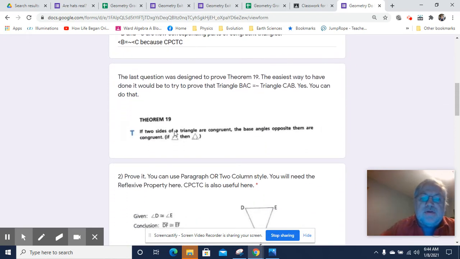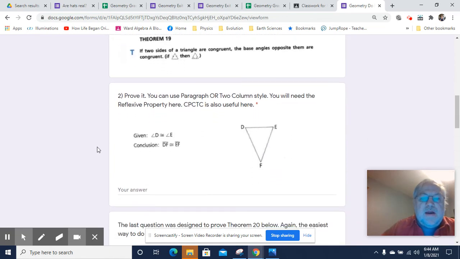If two sides of a triangle are congruent, and here's a little diagram, you see a little mark here, a little mark there, those sides are congruent, and these angles are the base angles that are opposite to them, and those are congruent as well. All right, number 2 is going in the other direction.